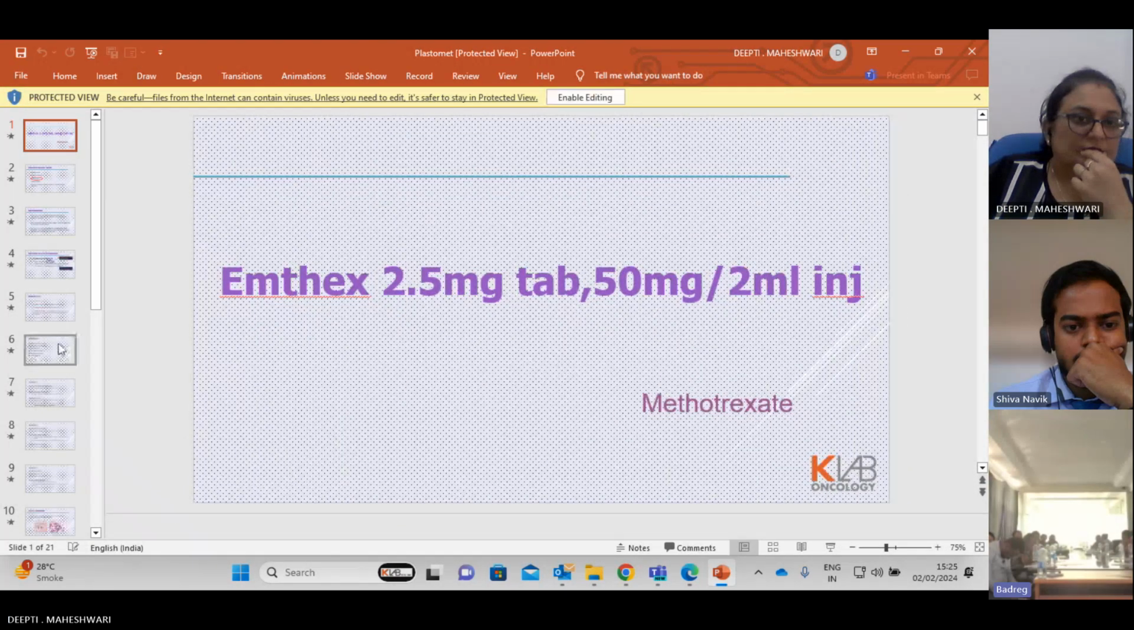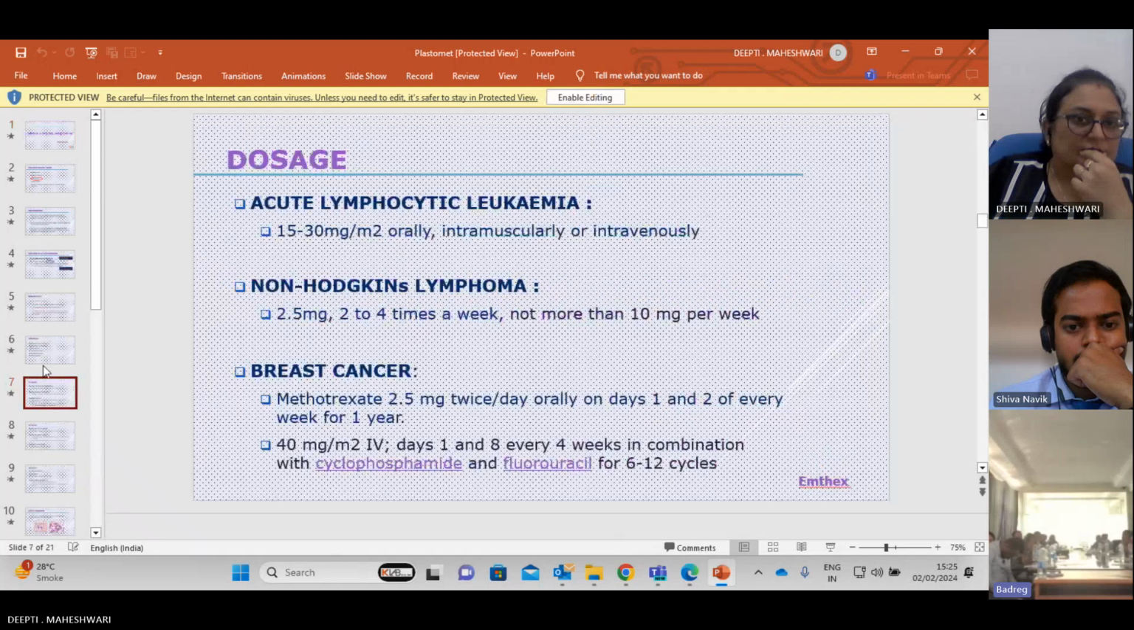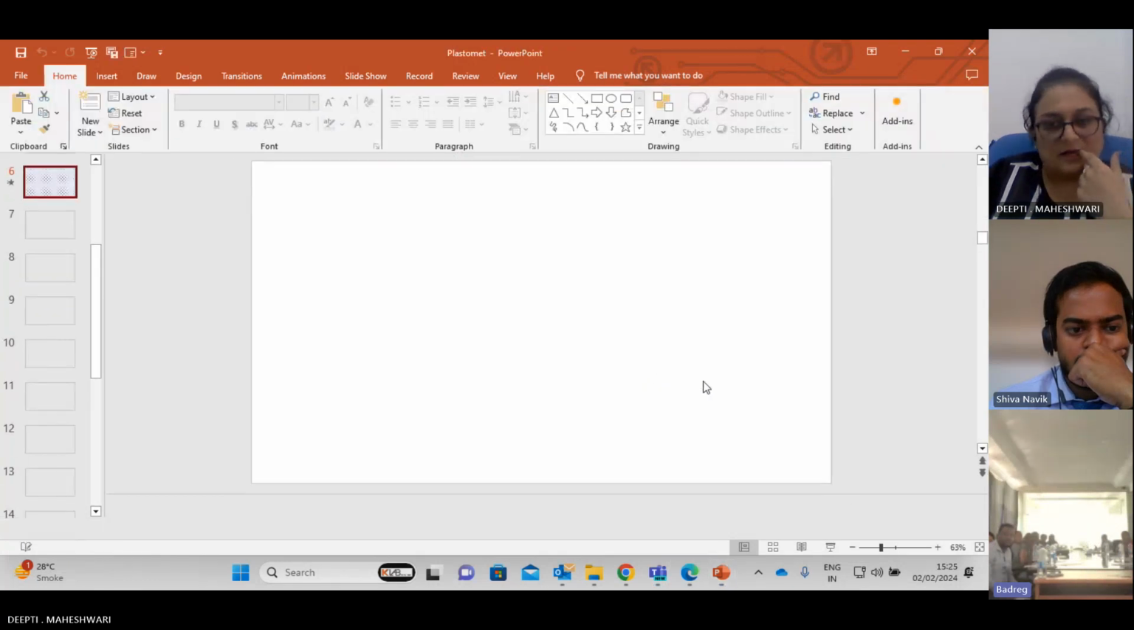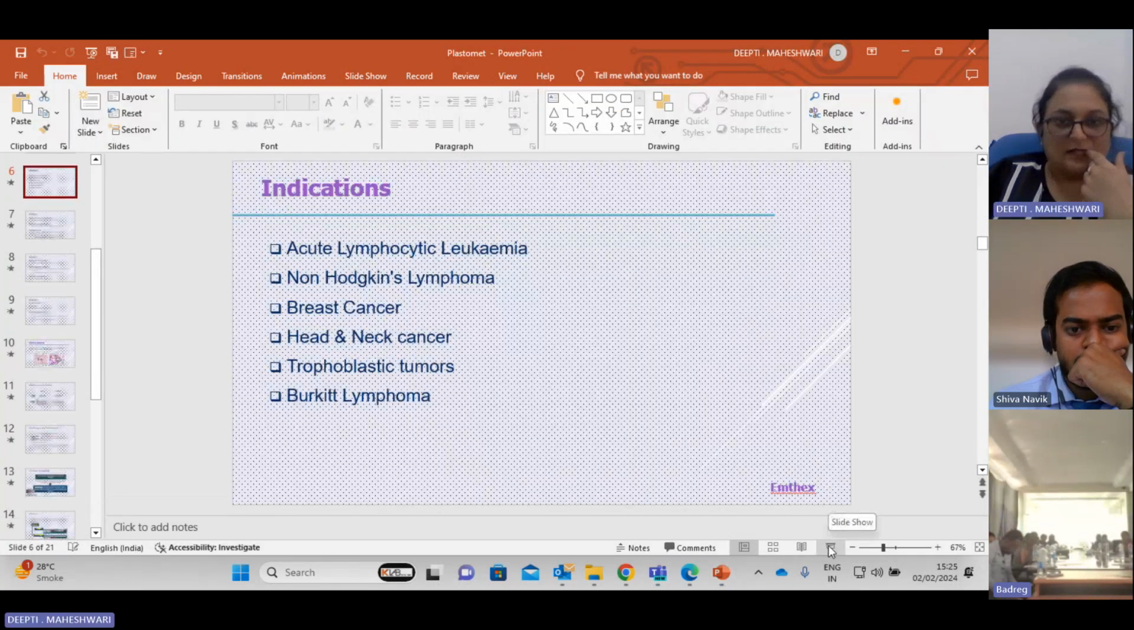The first indication which can be used by the medical oncologist is breast cancer, and head and neck cancer, and trophoblastic tumors, and also Burkitt's lymphoma. It's a lymphoma. Actually, the medical oncologist can see.